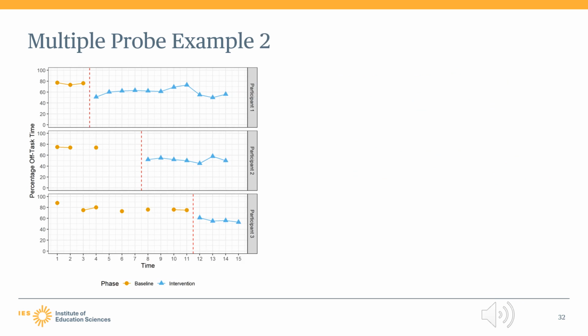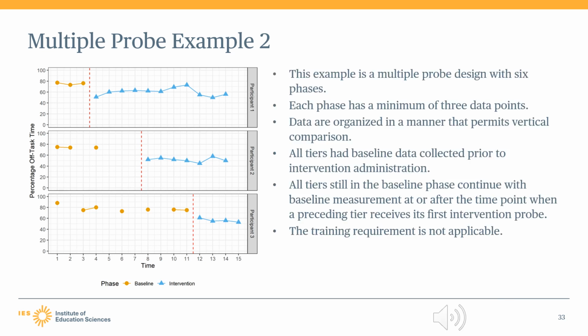Here is a second multiple probe example. Take a moment to think about all the requirements we have discussed for multiple probe designs and whether this design meets them. You can pause the video here if you need more time. First, this is a multiple probe design with 6 phases split into 2 conditions and at least 3 data points per phase. So far, this finding is potentially eligible to receive a research rating of meets WWC standards with reservations.